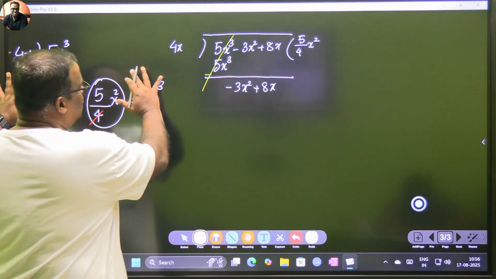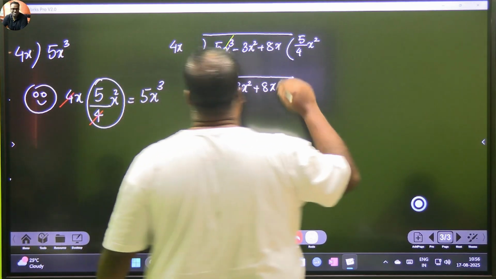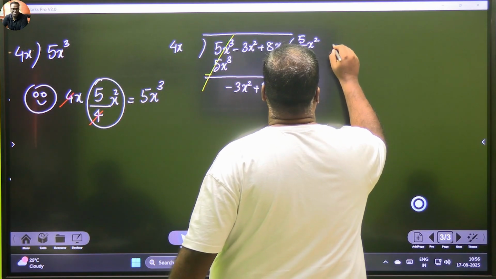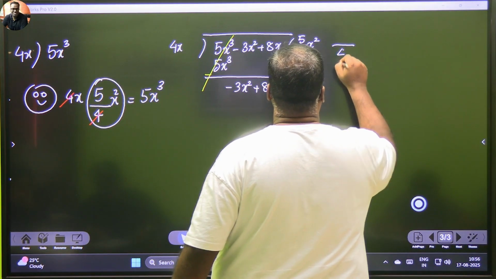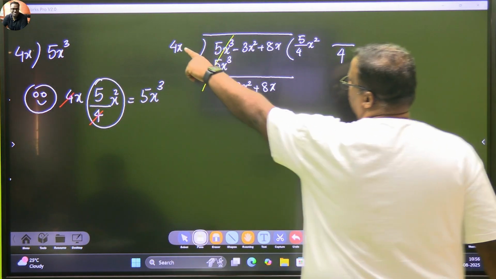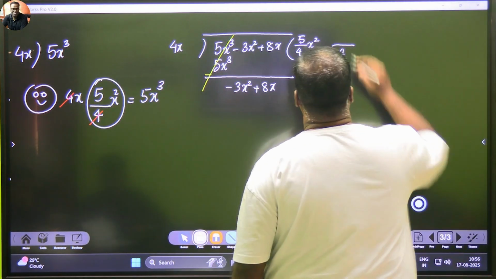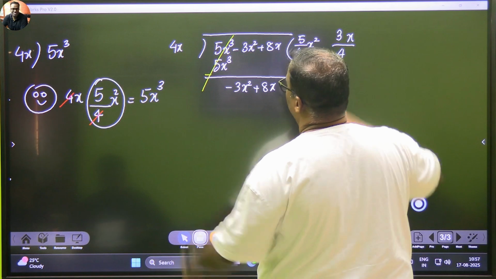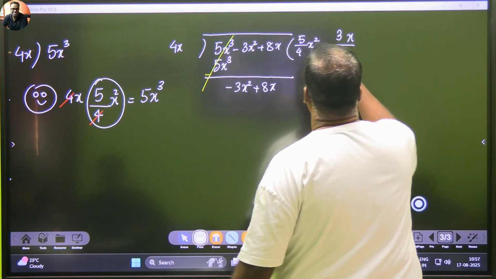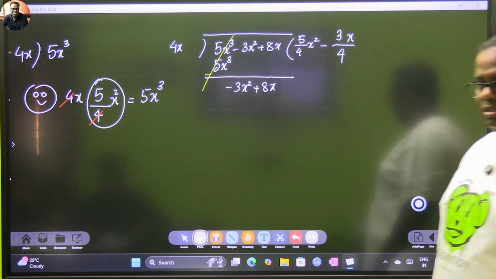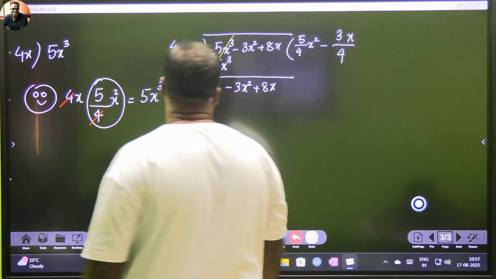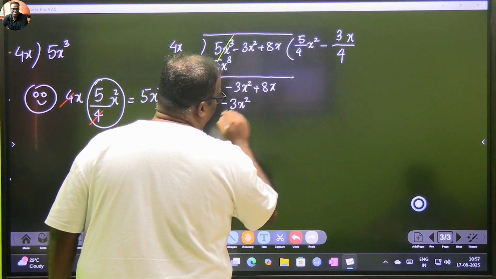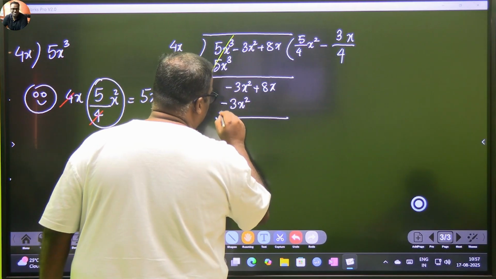I am not doing this step; I am writing directly. Obviously, a 4 can never give me a 3, so I will multiply it with something which should have 4 at the bottom. So 4 and 4 is gone. So I need to get an x square, so I'll have an x. I'll have a 3, but I need to get negative, so I'll put negative out here. Have you understood? So this will give me how much? Negative 3x square. Again, swap the sign.